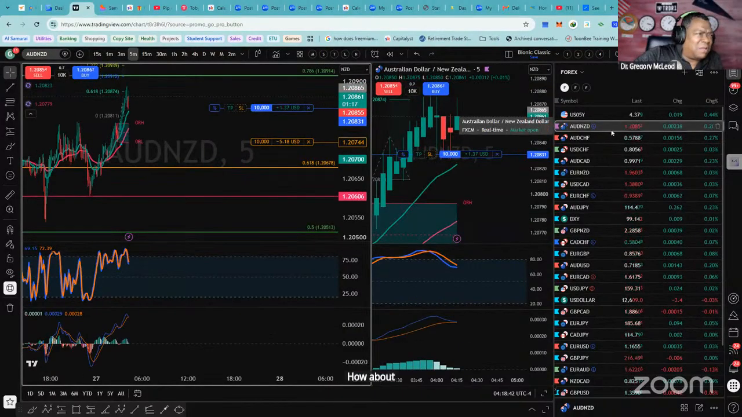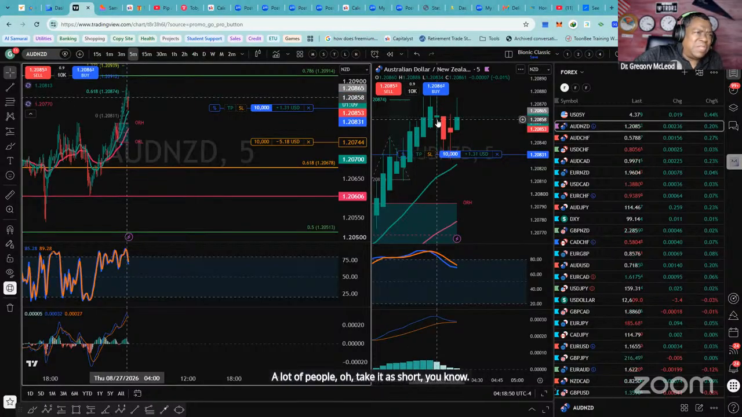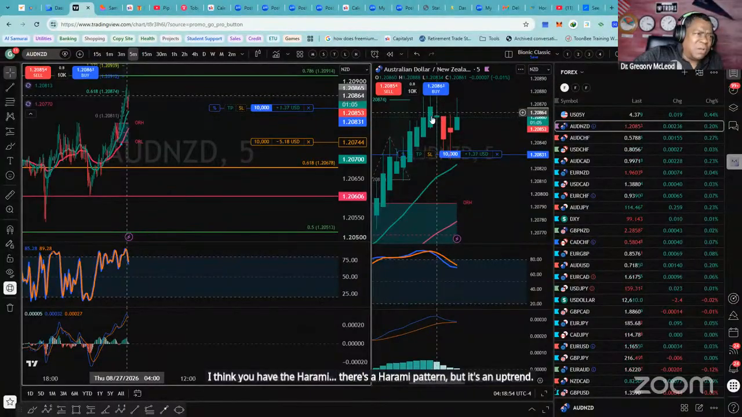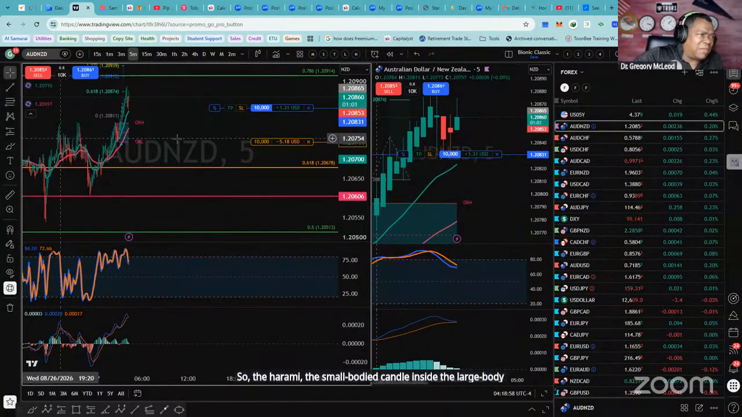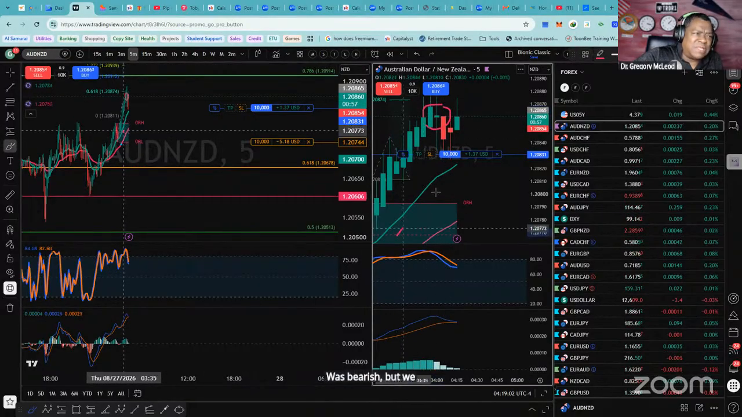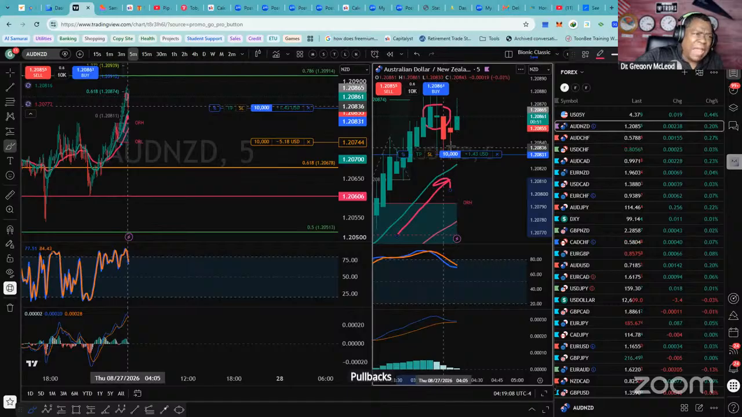Okay, you look at the pullback. A lot of people go, oh, take it as short. And you see there's a Harami pattern, but it's an uptrend. So the Harami, the small body candle inside the large body candle like we have here, is bearish, but the trend is up. So these just represent pullbacks. We can buy or add more bacon to the grill if we wanted to.